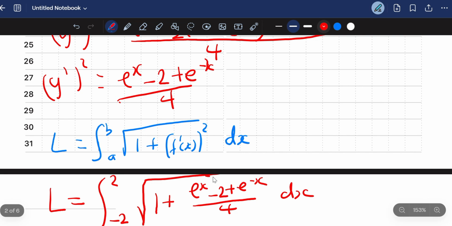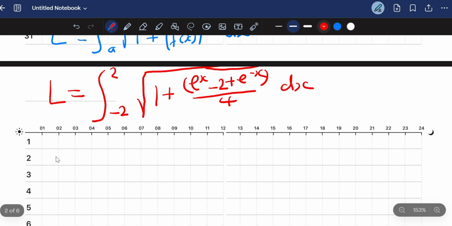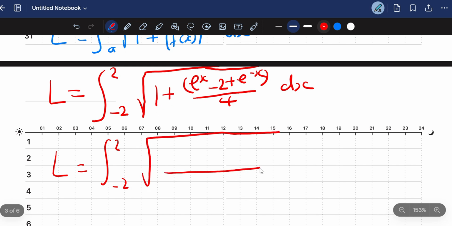I mean, we already squared it, that's why we did not do this. Now, what are we going to have next? When we solve for this, we're going to have that L is equal to the integral from 2 to negative 2. I'm going to solve for what is inside this bracket. If I find the common denominator, which is 4, this is going to be e to the power of x minus 2 plus e to the power of minus x dx.